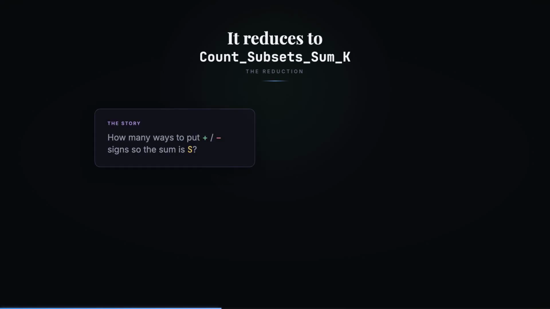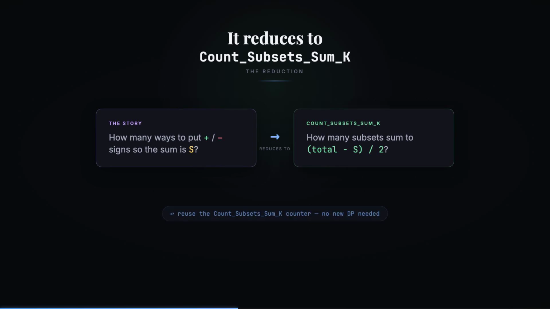So target sum is not asking for a brand new dynamic program. It reduces directly to count subset sum k. We just count how many subsets reach (total minus S) over 2, then reuse that exact counter.